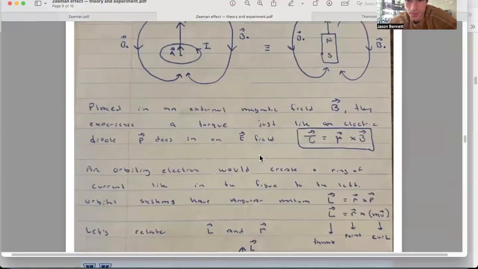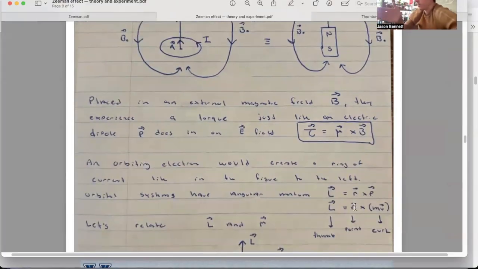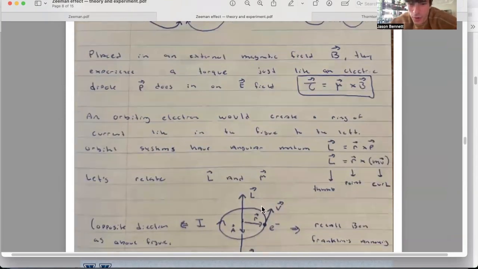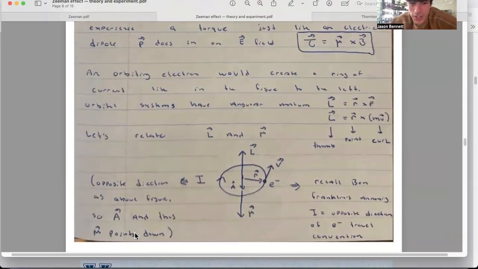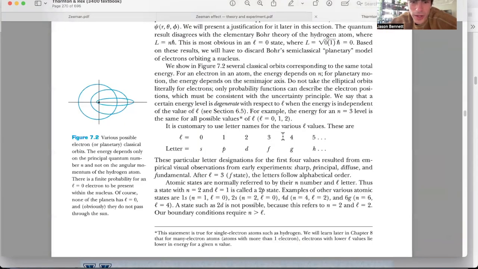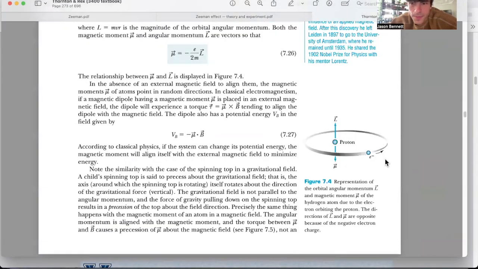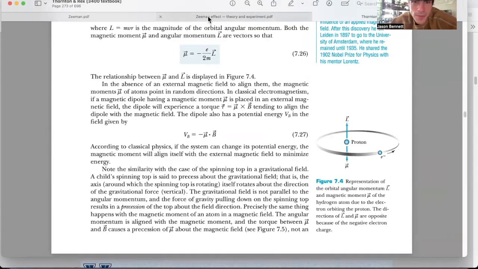Okay, so let's try to relate this. We've got angular momentum is r cross linear momentum. So how do we do this? Point your hand in the direction of r, curl your fingers in the direction of p, or v in this case. Thumb is the direction of the angular momentum. So in this case, our electron is orbiting like this, and this is the opposite direction to the figure above, just because I wanted to make this look identical to the figure in your textbook. So the electron is orbiting around in that direction.